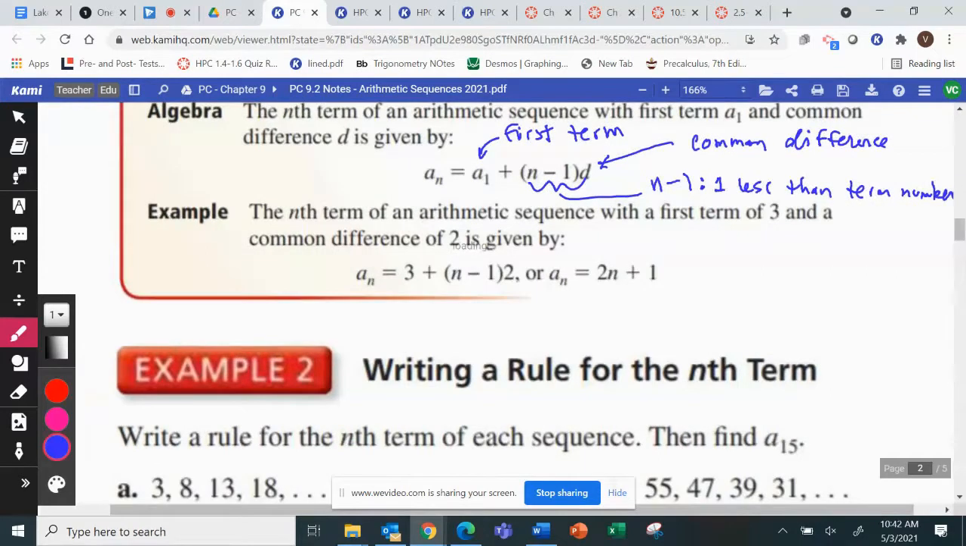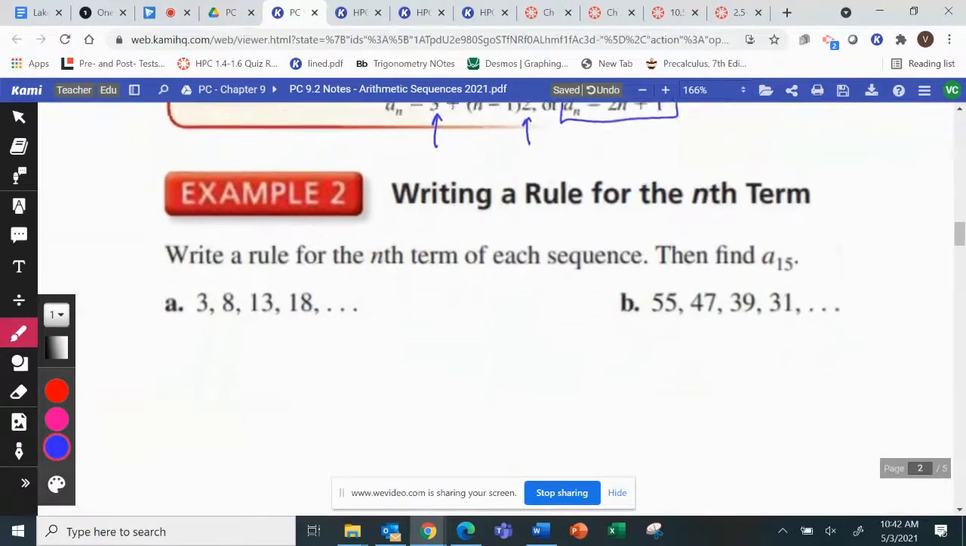And so then they just have an example. If we have the first term is 3 and the common difference is 2, then we would plug in 3 for the first term. We'd plug in 2 for the common difference. We would distribute that 2 and combine like terms, and we would be left with a sub n equals 2n plus 1. So that's what you're going to do for a little bit.